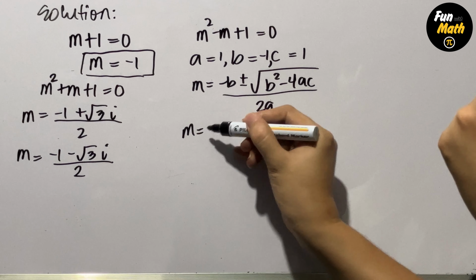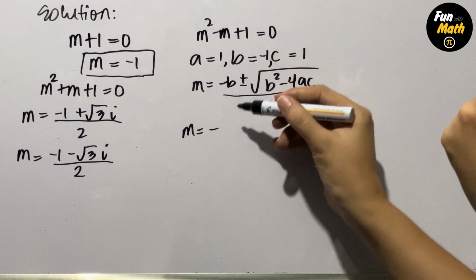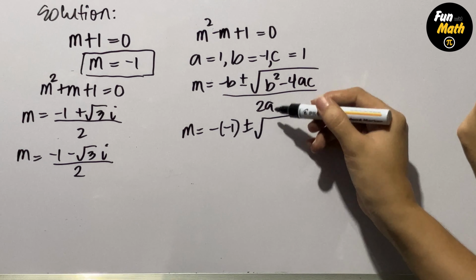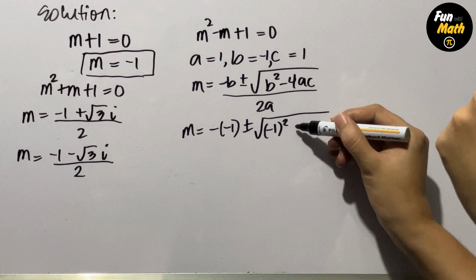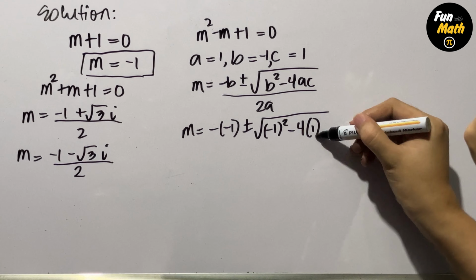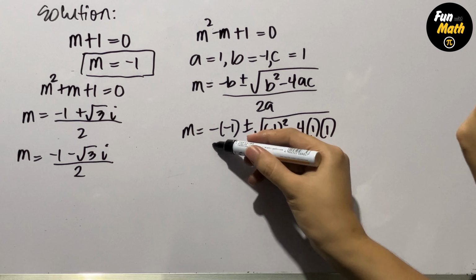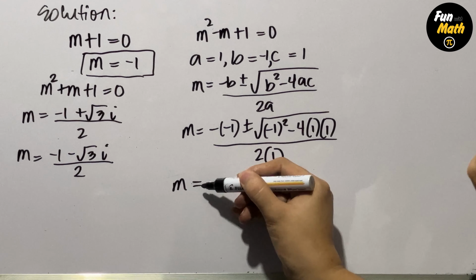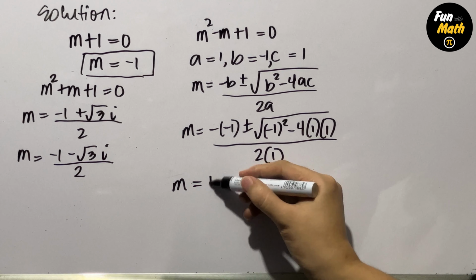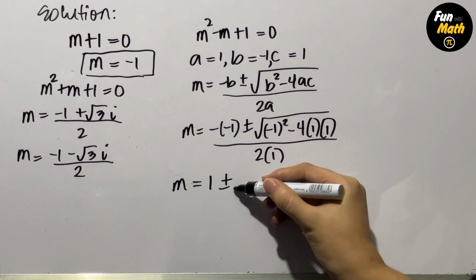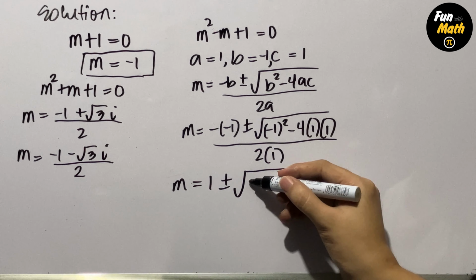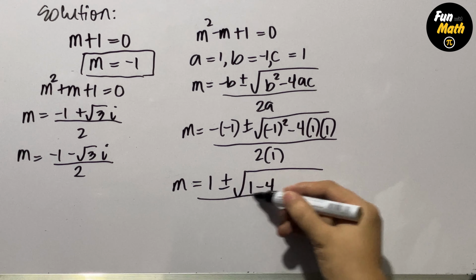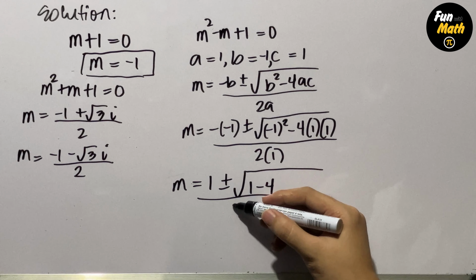And then m is equal to negative b, that is negative 1. So negative times negative 1, plus or minus the square root of b squared, that is negative 1 squared, minus 4 times a, that is 1, times c, that is 1 also, all over 2 times a, that is 1. And this is m is equal to negative times negative 1, that is positive 1, plus or minus the square root of negative 1 squared, that is 1, minus 4 times 1 times 1, that is negative 4, all over 2 times 1, that is 2.